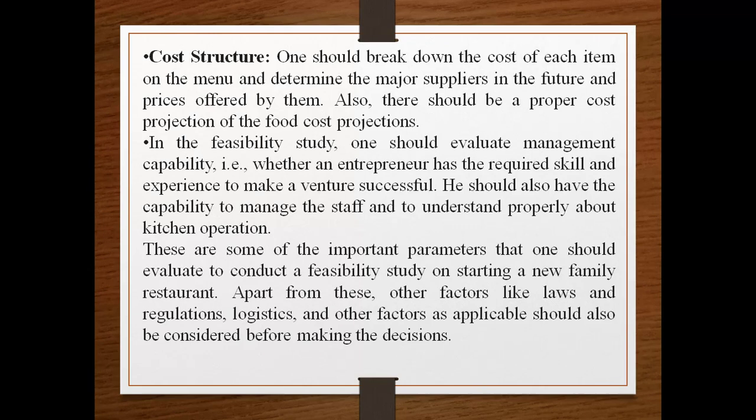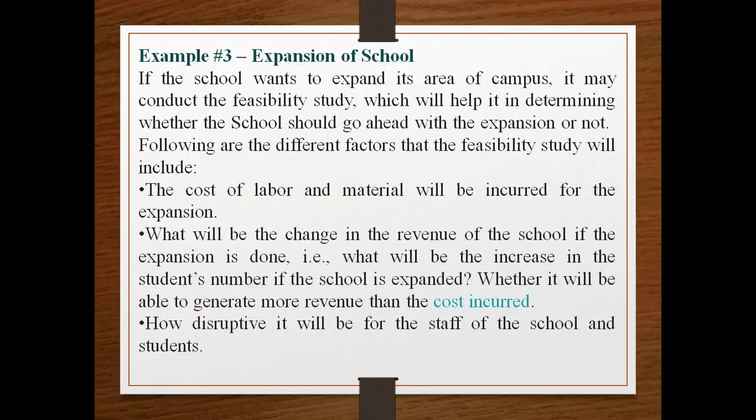Apart from this, other factors like laws, regulations, logistics and other applicable factors should also be considered before making decisions. Okay, you should also know the law of the food industry, you should know the regulations of the food industry, you should know the logistics. Okay, what is to and fro, if you are sending a parcel, then how are you going to handle that logistics. Okay, so you should understand everything. In feasibility, it says that I am going to study.